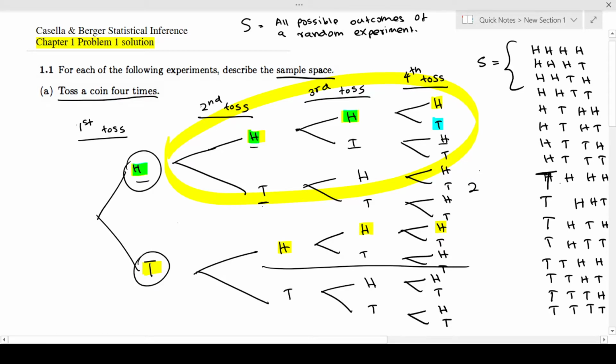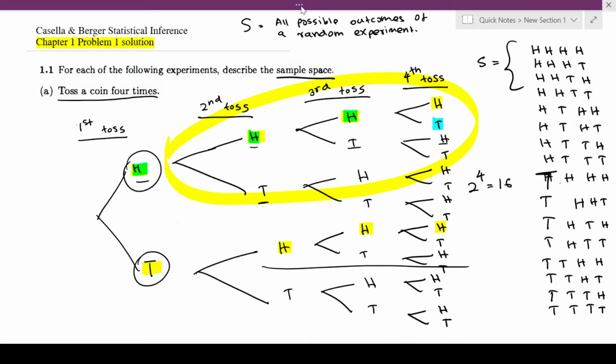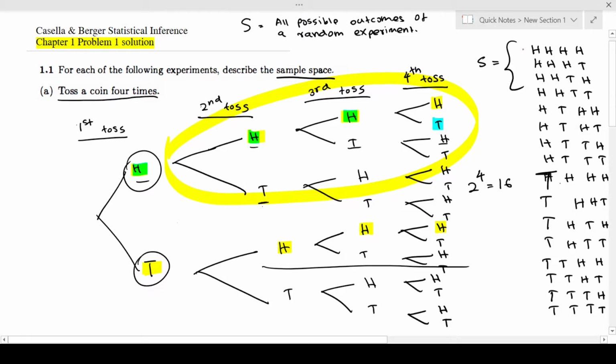If I did this correctly, for each coin toss there are only two possible outcomes, and I did it 4 times, so the number of possible outcomes should be 16. Let's see whether there are 16 outcomes. 1, 2, 3, 4, 5, 6, 7, 8, 9, 10, 11, 12, 13, 14, 15, 16. Right, so I have done that correctly. These are all the possible 16 outcomes of tossing a coin 4 times.